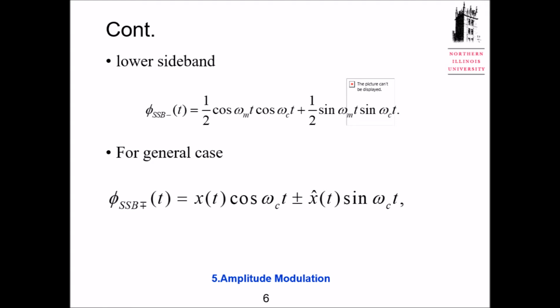Okay, now we change this very special sinusoid signal into a general case. For the general case, single sideband can be obtained by the message times cosine, plus or minus the message with a phase shift times the carrier with a phase shift. Later we talk about why there is a hat. We call this the phase shift method. If we choose the plus sign, we get the lower sideband. If we choose the minus sign, we get the upper sideband.